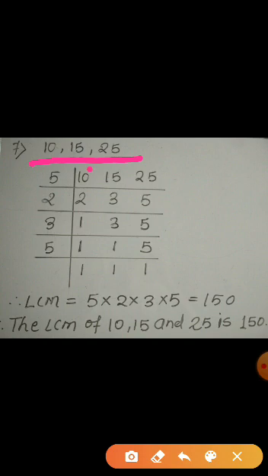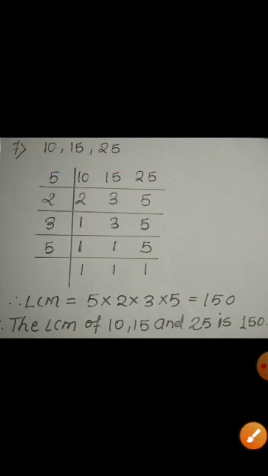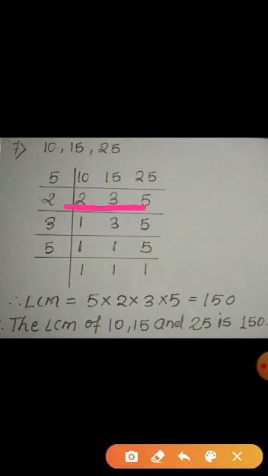So, when 10 is divided by 5, we get 2. When 15 is divided by 5, we get 3. And when 25 is divided by 5, we get 5, right? 5 twos are 10, 5 threes are 15 and 5 fives are 25. Now 2, 3 and 5, all the three numbers are prime numbers and they are divisible by themselves only. There is no common prime factor between 2, 3 and 5. So we have to divide them individually one by one.